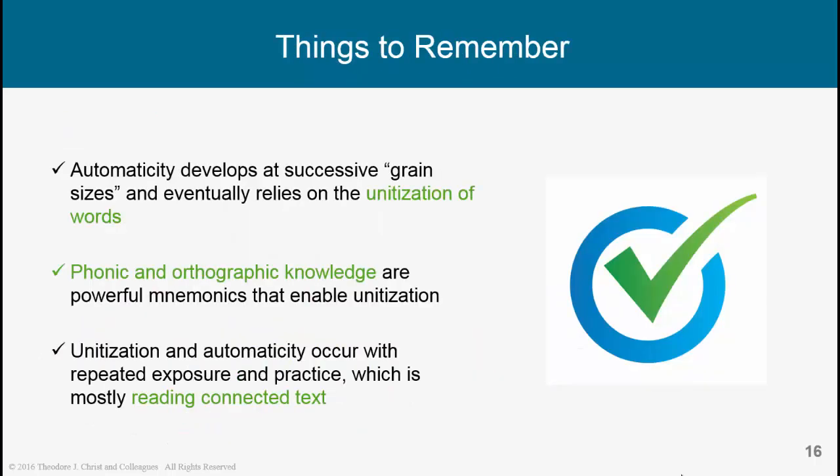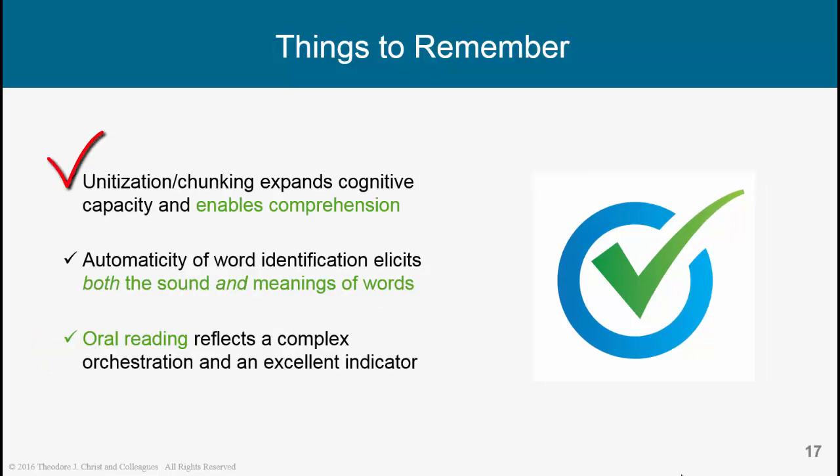So let's recap some important things from this lesson. We discussed how automaticity develops at grain sizes and relies on unitization of words. Also, the phonemic and orthographic knowledge that we use are powerful mnemonics that can help children unitize information, and that unitization and automaticity occur with exposure and practice to reading connected text, and teaching students high frequency or sight words helps them begin to access connected text. Also, unitization and chunking allow students to gain that cognitive capacity so they can comprehend what they read.